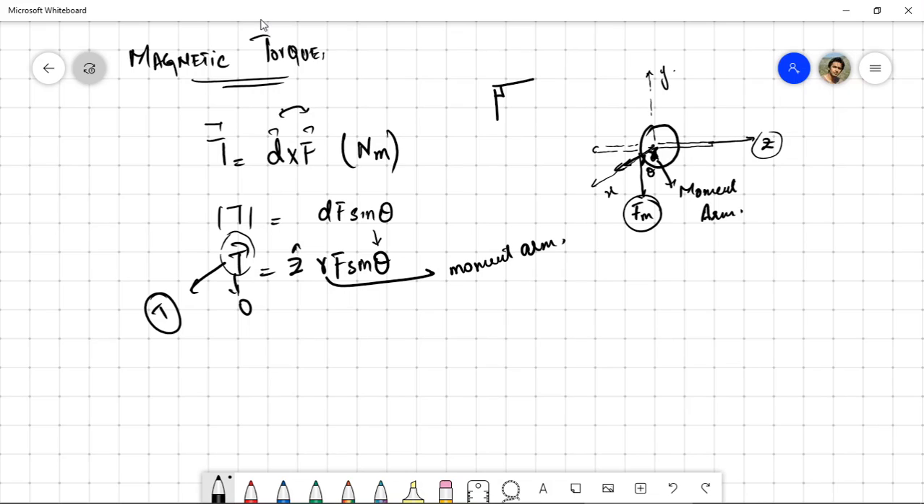Maximum. So the right hand rule, torque in z direction, shows that the tendency to rotate is in a counterclockwise direction, similarly minus z is clockwise.